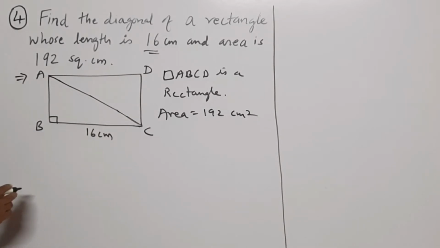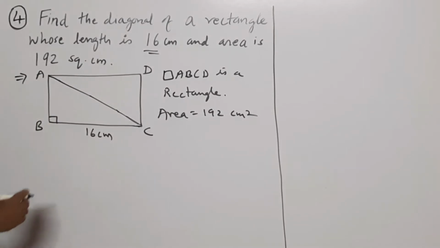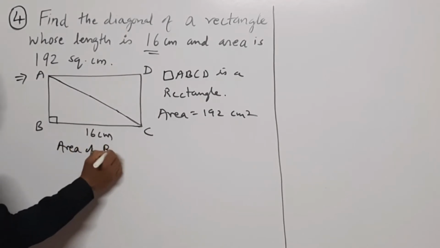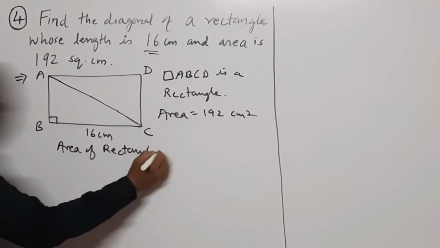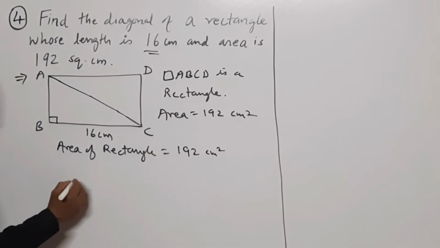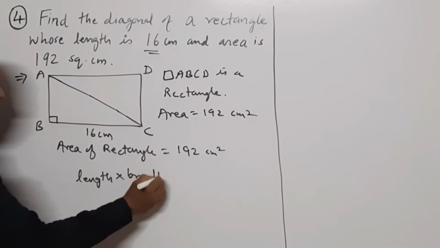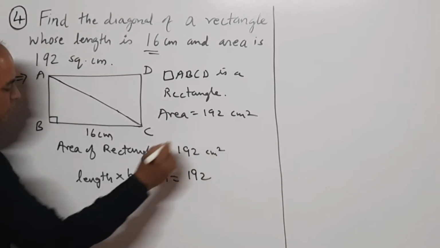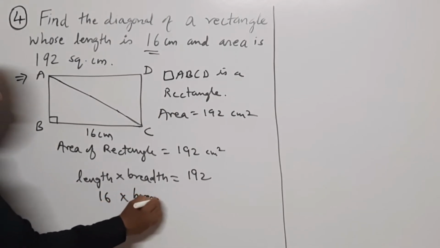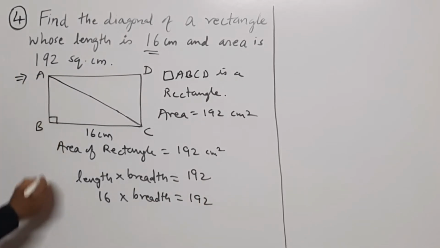AC is the diagonal. So first we have to find the length of the side. What is the breadth of the rectangle? So first, using the formula for the area of a rectangle, we know that the area of the rectangle is given as 192 square centimeters. The formula to calculate the area of a rectangle is length into breadth. Length into breadth is equal to 192. So here length is given as 16. 16 into breadth is equal to 192. So here we consider breadth as AB.